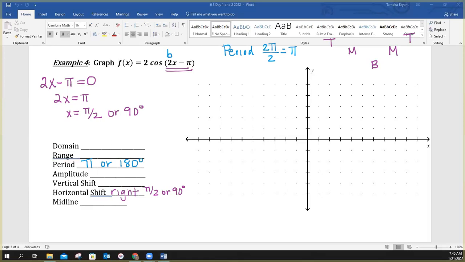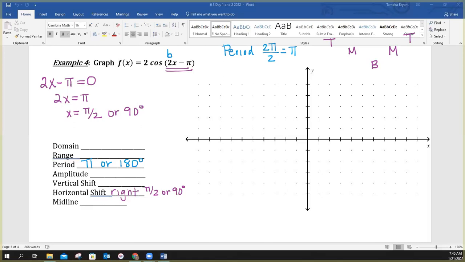So in the parent function and in all of the functions that we have done, they have all had periods of 360 because that's the parent. But now it's changed to 180. So what does that mean?